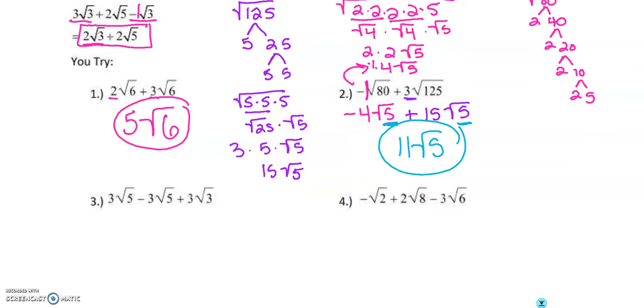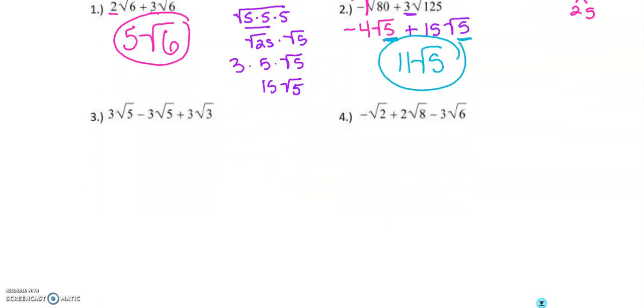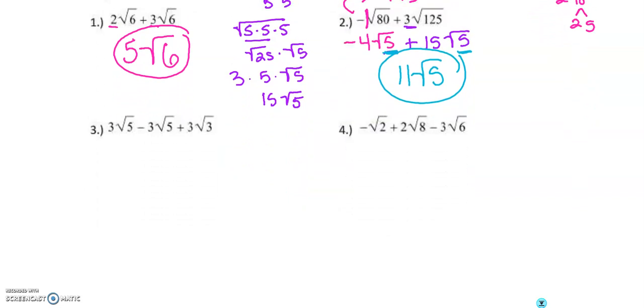Let's take a look at example 3. Example 3, I want to look under the radical and see what I have that's the same. Oh, I have these two terms that are the same. I have 3 radical 5 take away 3 radical 5. Well, they, in essence, cancel each other out, and we're just left with 3 radical 3. So these adding and subtracting problems can be just as simple as this example number 3, or they can get as complicated as number 2.